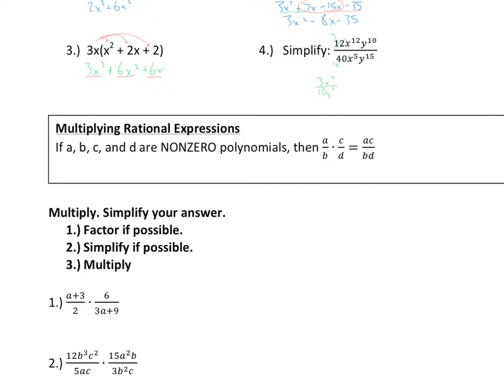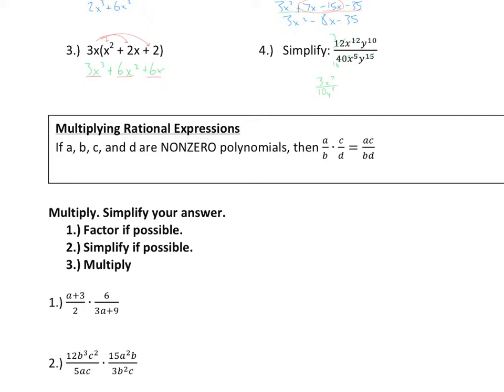If you have A, B, C, and D, now this is key. They have to be non-zero polynomials. Because remember, if one of those, especially B or D, is a 0 polynomial, that can give you a 0 in the denominator, which would be no solution. You're going to get into that a lot more in Algebra 2, pre-calculus, and calculus down the road. But this rule only applies if those are non-zero polynomials.